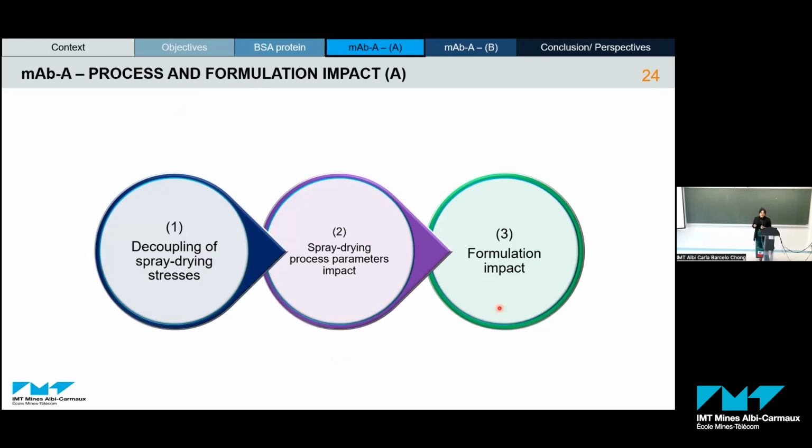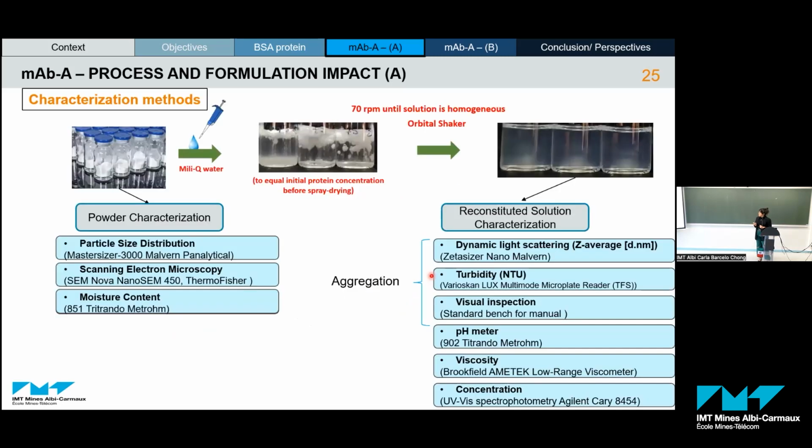We will divide this experimental part in 3 different sections. The first one will be the decoupling of spray drying stresses, as we did for the model protein, followed by the study of the impact of the spray drying process parameters. And finally, we will measure the formulation impact on the mAb stability. The characterizations performed in these 3 different sections are the same ones that we performed already for the model protein in terms of powder characterization and reconstituted solution.